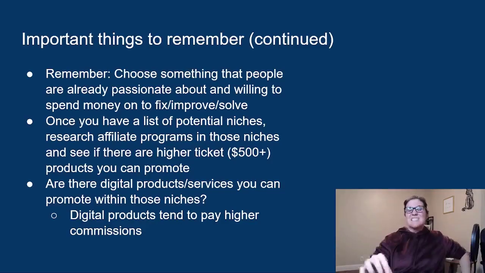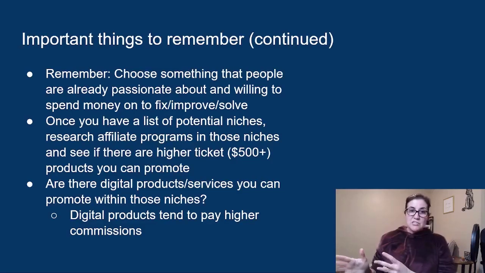Once you have a list of potential niches, so maybe you're interested in affiliate marketing education or the make money online space, you're interested in mindset or law of attraction, manifestation, that type of thing, and keto diet. Those are 3 I would be interested in. Research affiliate programs in those niches and see if there are higher ticket products that you can promote.